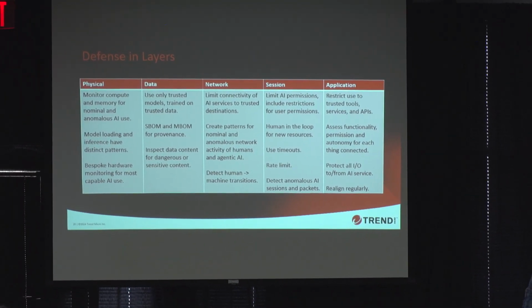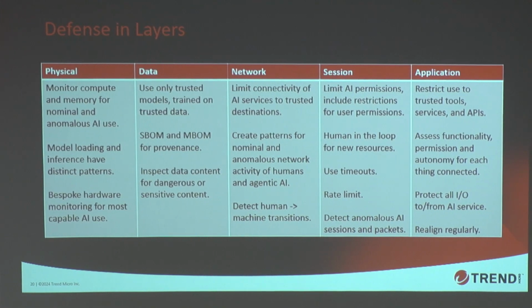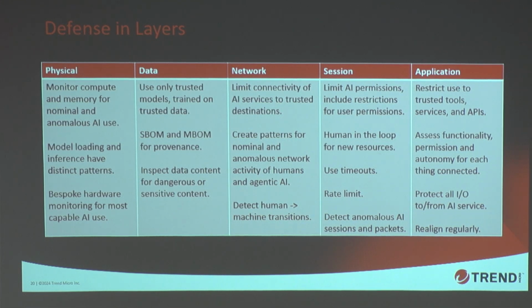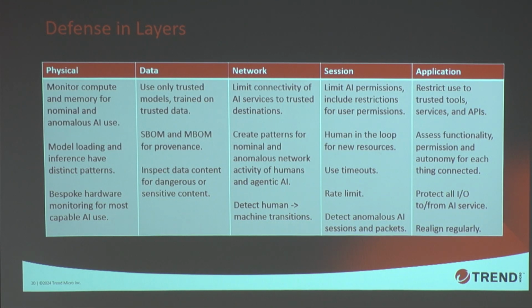We often look at the OSI model. This is kind of an abbreviated OSI model, and I think it's a useful way to look at where protections may be. For the physical protections, we need to monitor the compute, and here I mean RAM memory, of nominal and anomalous AI use. We need to understand those patterns on the physical systems. Model loading itself and model inference are very distinct in what they do to processing and to memory, or to the containers you're spinning up. And bespoke hardware is required for the most advanced models. You're going to need some NVIDIA or competitor GPUs to really accelerate your workloads.